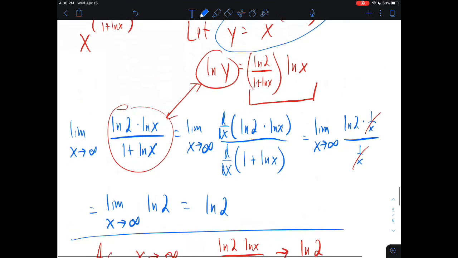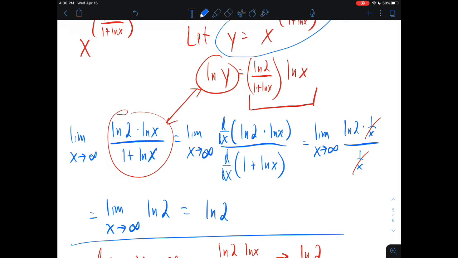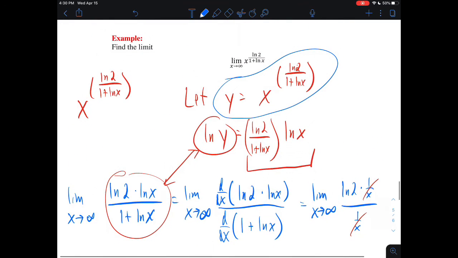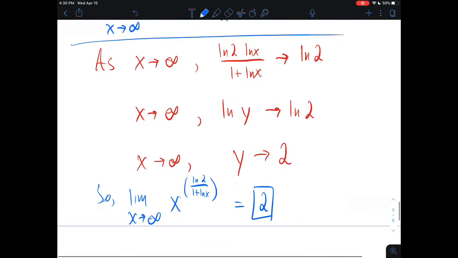So notice, even though we had something that was indeterminate, like infinity divided by infinity, or even up here in the original expression, the same thing as infinity to the 0 power, that seems very confusing, but we actually found out that in this case, the answer is just 2.